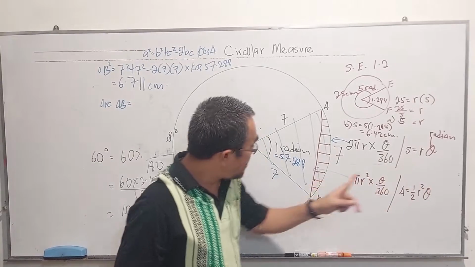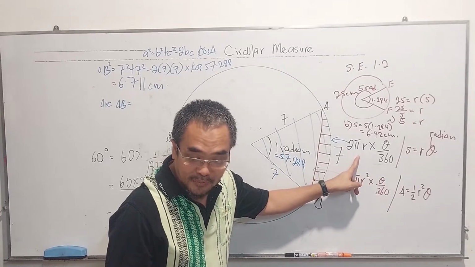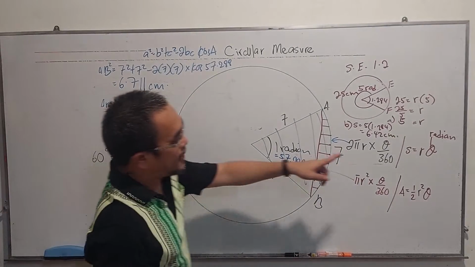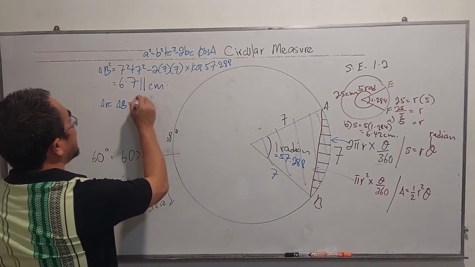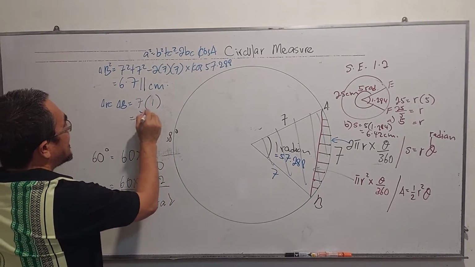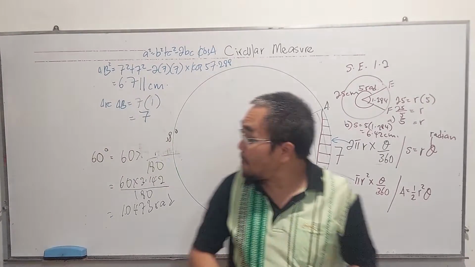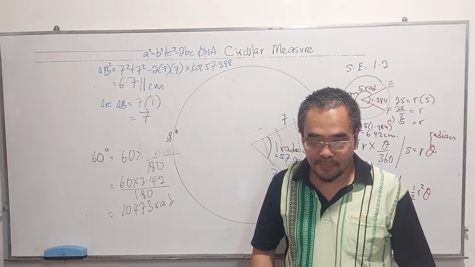And the arc AB, it will be using this formula S equals R theta. But since you know the angle in degrees, you could also use this formula, but usually this is easier. S equals R theta, radius is 7, the theta is 1, so the arc is 7. So for the perimeter, you just add the two, it will become 13.711.